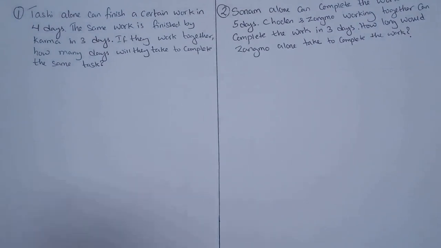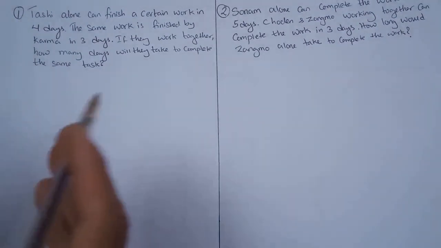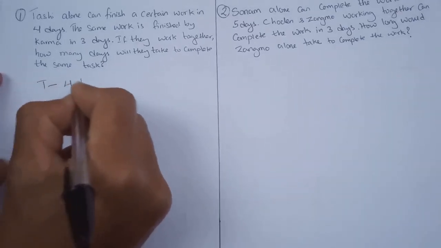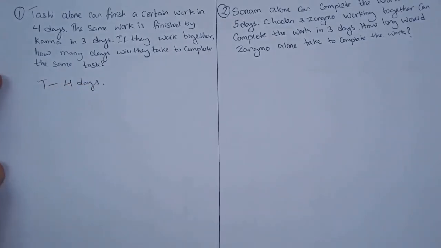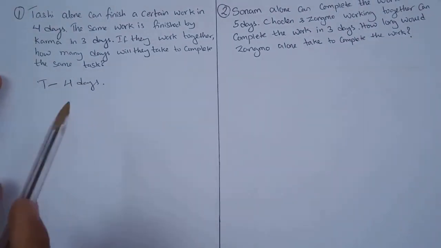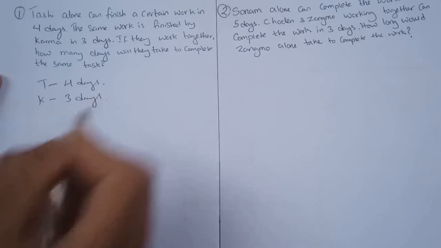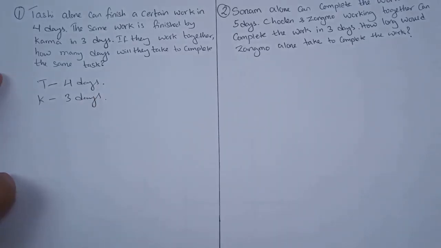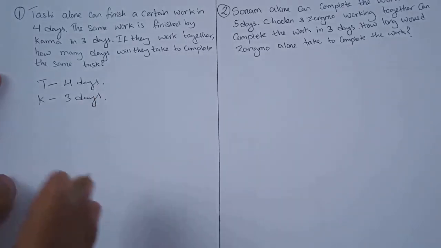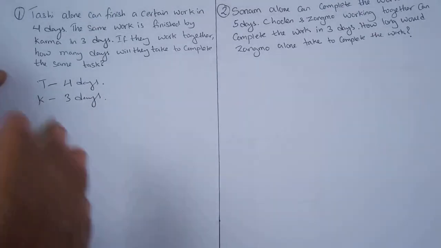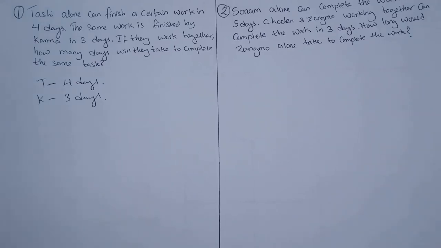First problem: Tashi alone can finish a certain work in 4 days. The same work is finished by Karma in 3 days. If they work together, how many days will they take to complete the same work?